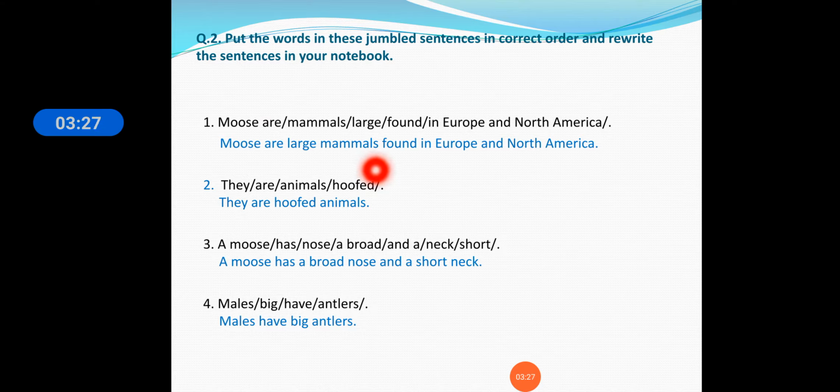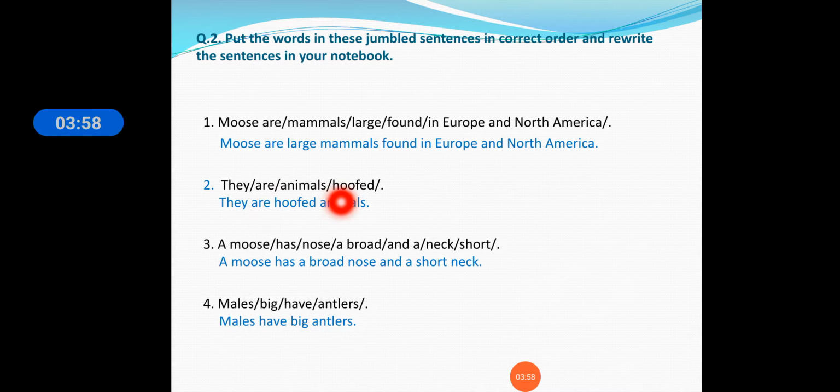Moose are large mammals found in Europe and North America. So, what are mammals? Mammals are animals which give birth to their young ones. They do not lay eggs, they give birth to young ones. So, they are called mammals. And Europe and North America are continents. So, this animal is found in Europe and North America.